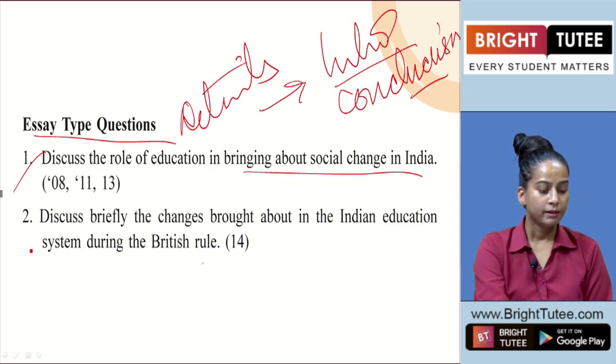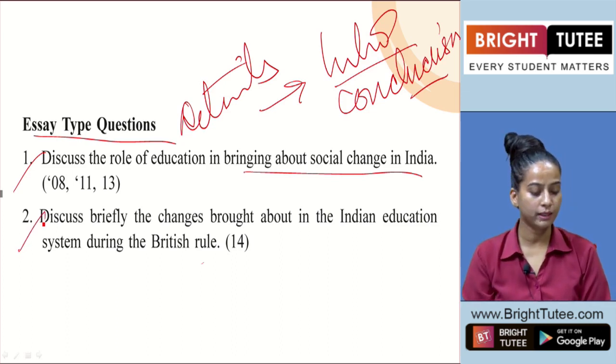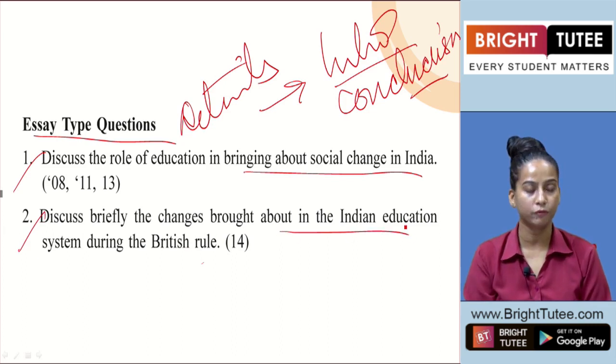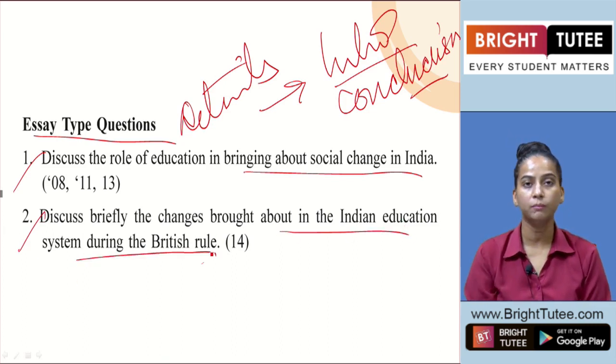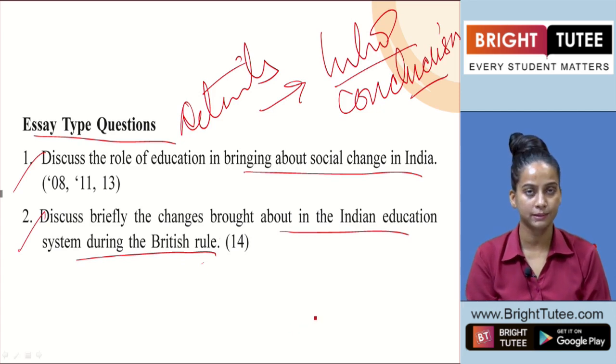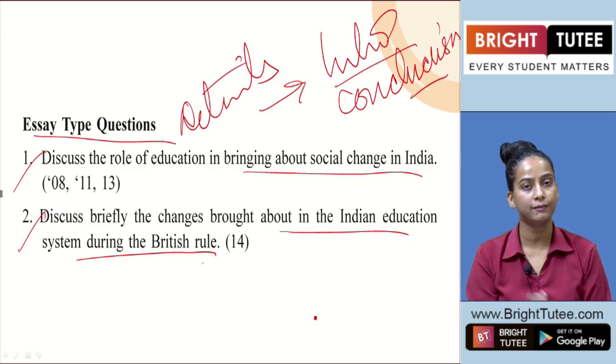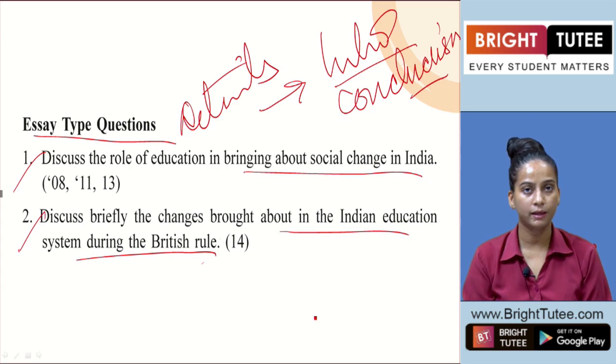Then question number 2, they have asked, discuss briefly the changes brought about in Indian education system during the British rule. In short, we have already discussed this answer. So now those points here you need to explain in detail. You need to give the points and then you have to explain them.